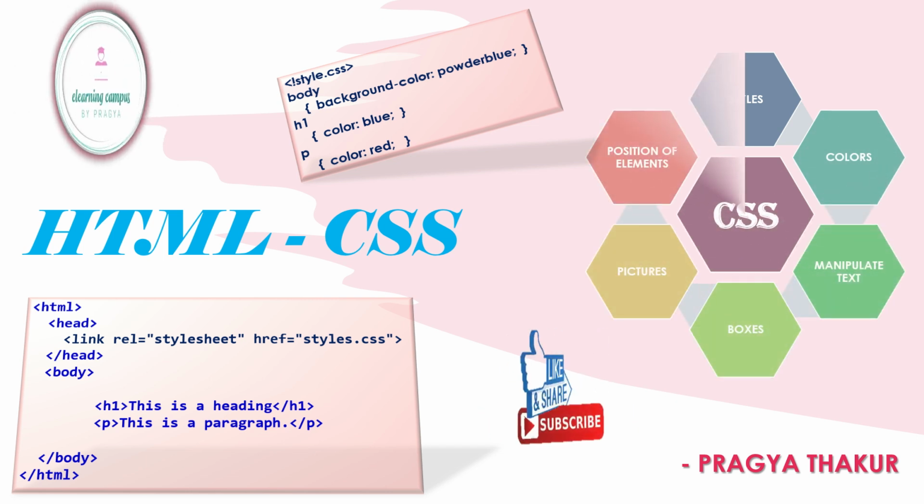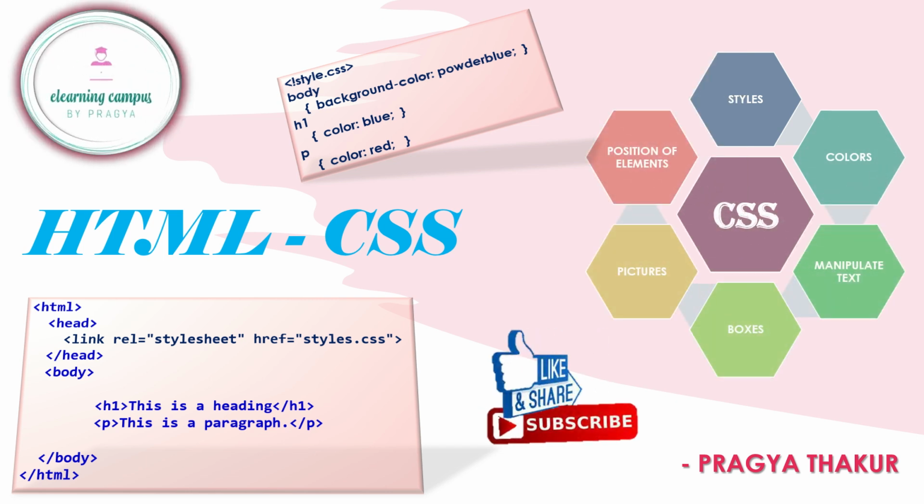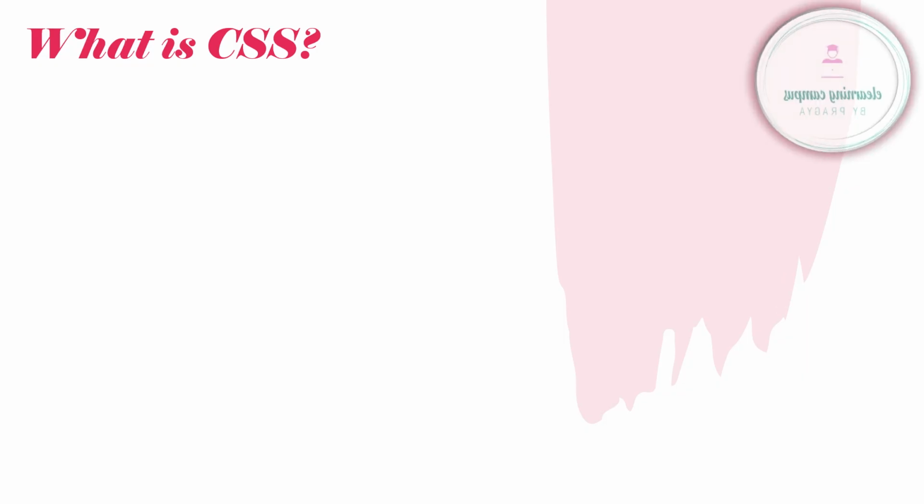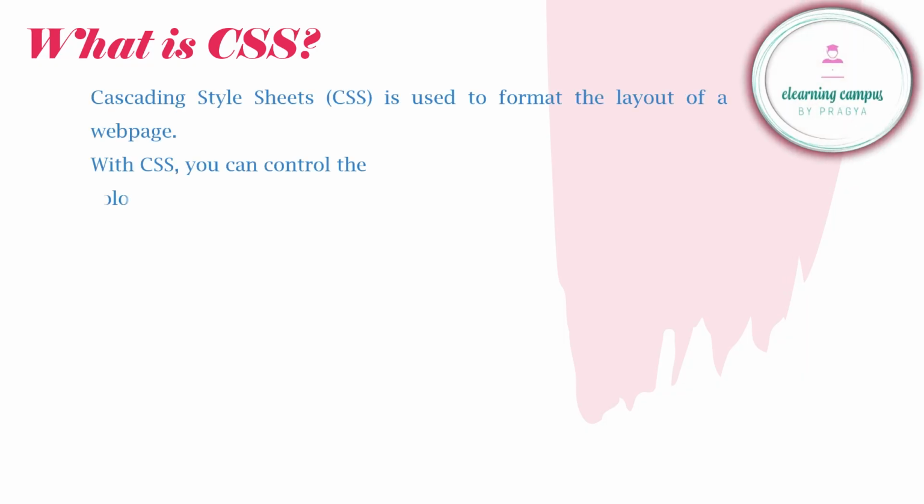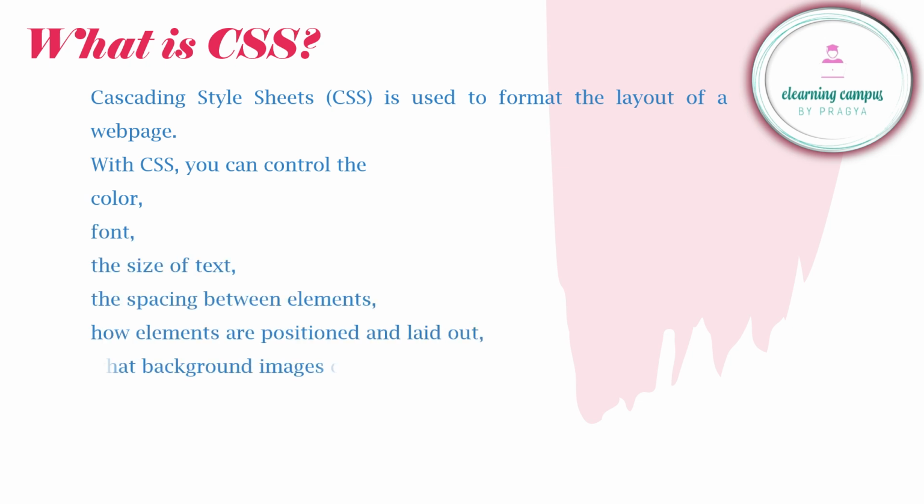Viewers and learners, so far we have been coding using HTML. In today's class we'll start with CSS. So first we need to understand what CSS is. Cascading Style Sheet is used to format the layout of a web page.